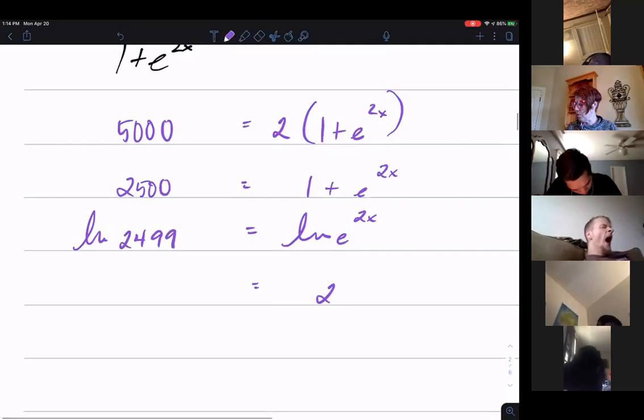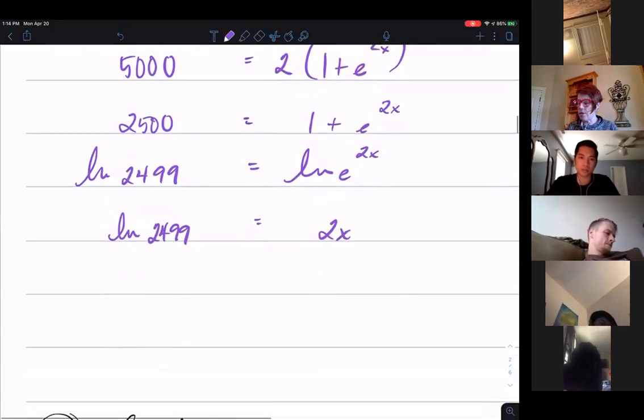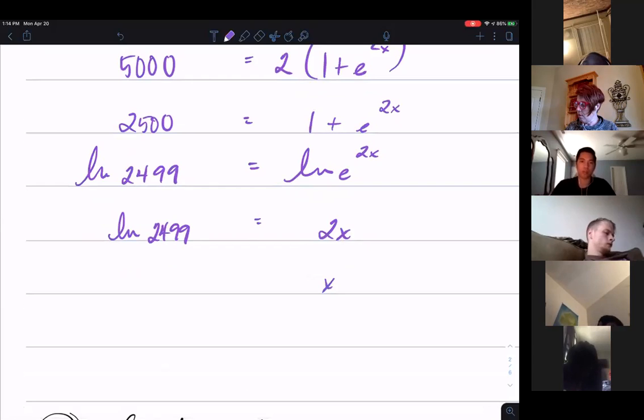The right side will just be a 2x. Okay, and then the left side is that natural log of 24.99. Still don't have x alone, so the last thing we need to do is divide on both sides by 2.